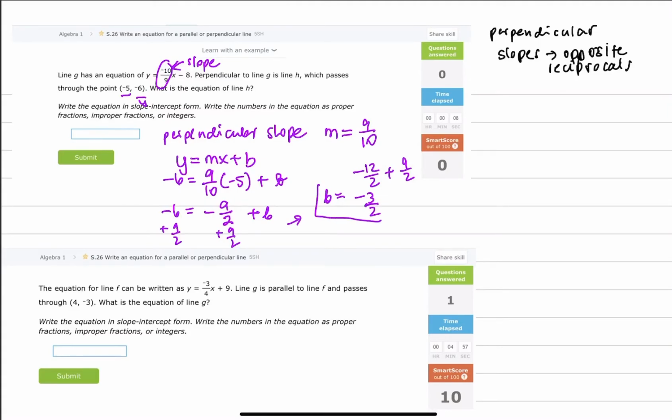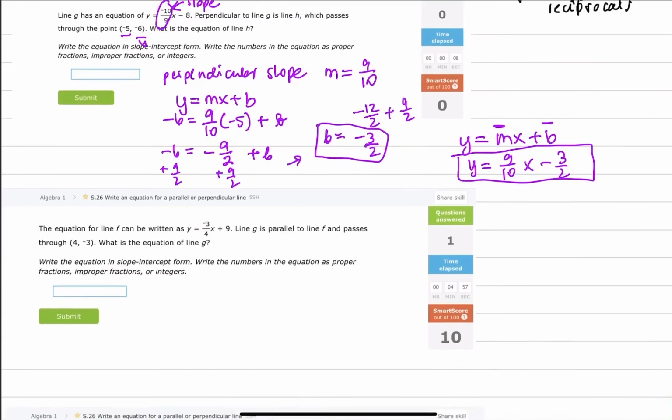Once we find our b by solving this equation, we're going to go back to y equals mx plus b and replace only the slope and only the y-intercept. So we're going to leave y and x alone. So our final answer for this problem is going to be y equals 9 over 10x minus 3 over 2.